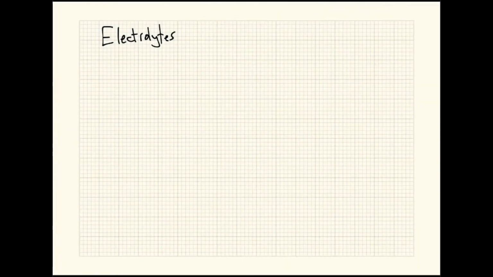Now, the last thing I'd like to talk about today is electrolytes. Electrolytes are compounds that essentially break up in solution. Think of the prototypical example of sodium chloride, for example. Sodium chloride, when dissolved in water, will break up into sodium ions and chloride ions. This is an electrolyte. And why do we care?